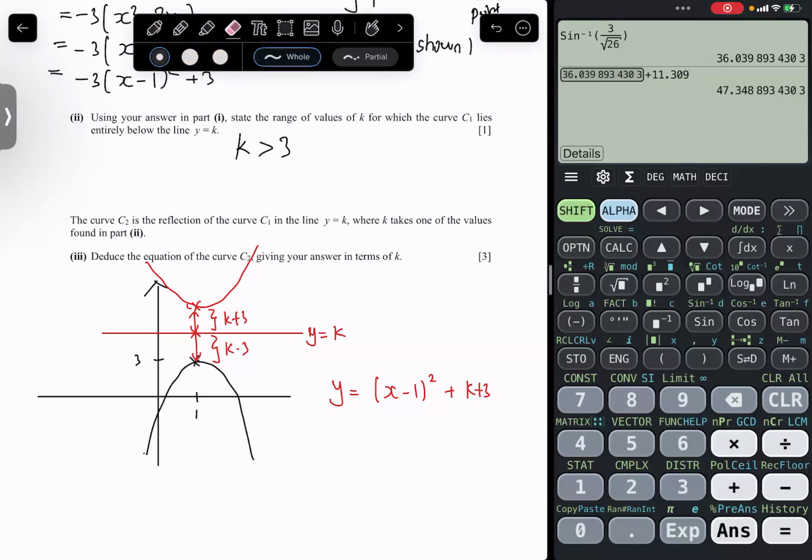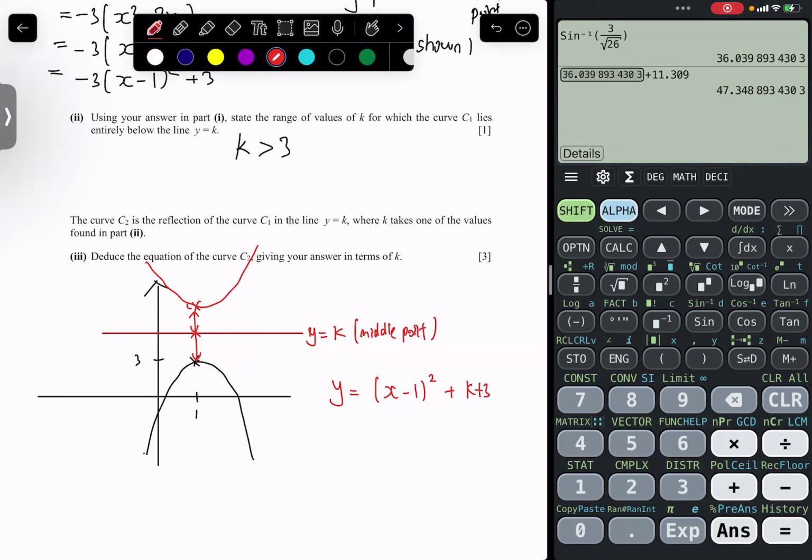Okay, sorry, I think I made a mistake. It shouldn't be this. The idea is correct. So now, the line y equals k is supposed to be the middle point, right? I just said that. This is supposed to be the middle point.